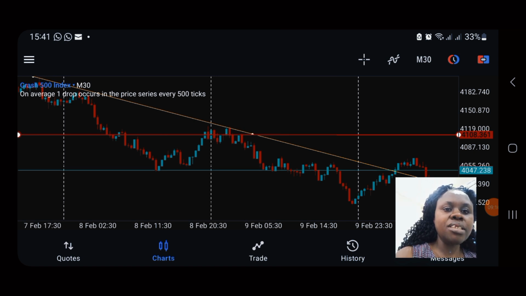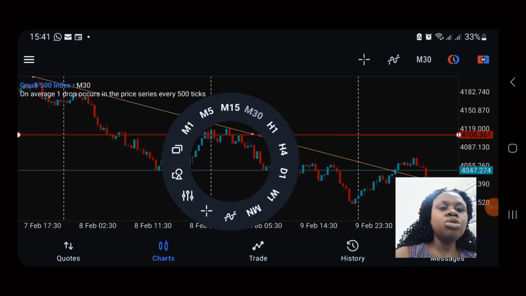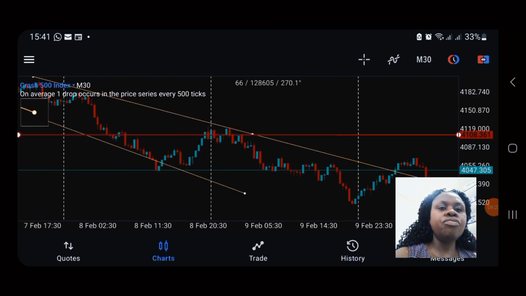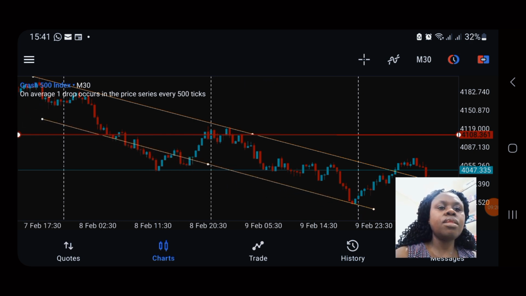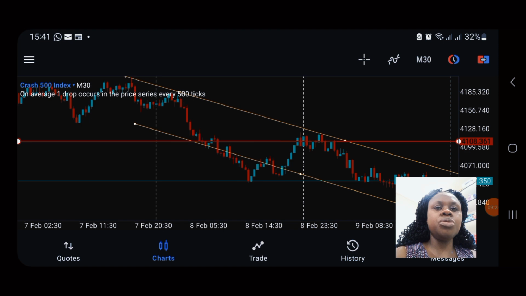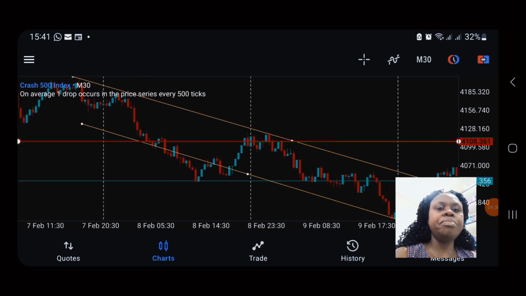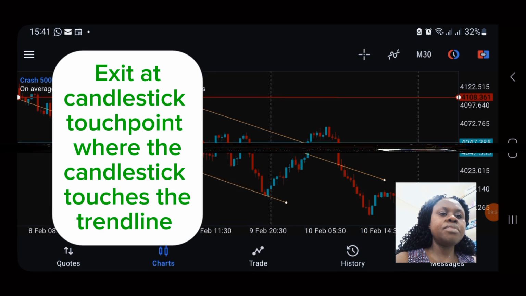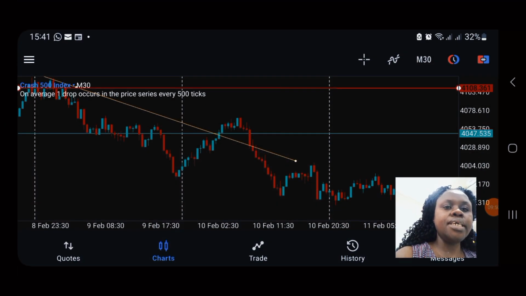So one other thing that I can mention is that you can actually exit this market the other parallel side of the trend line. In this case, maybe drawing from this side might be a bit difficult because I don't have anything. But you can use trend lines to enter and exit the market.